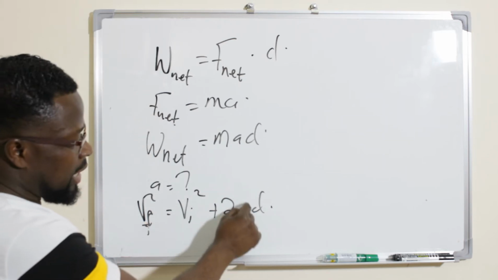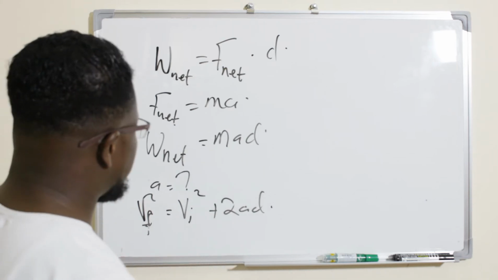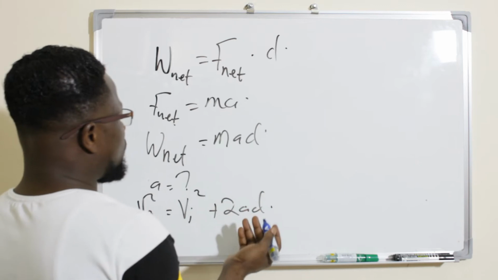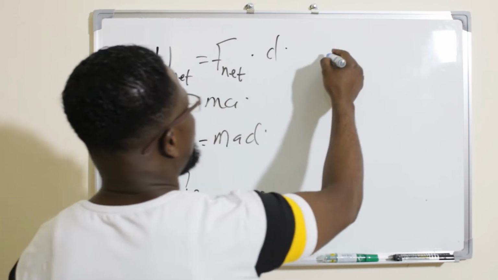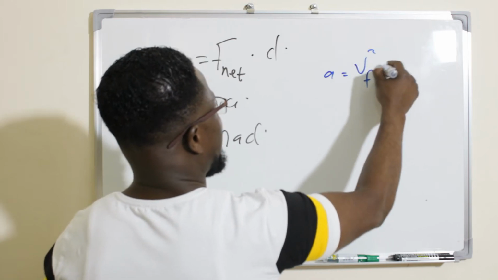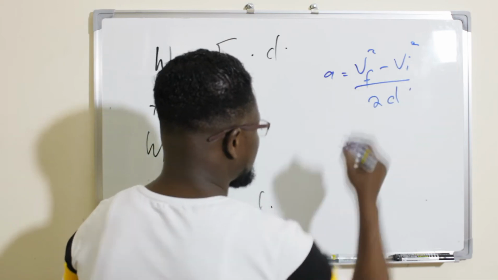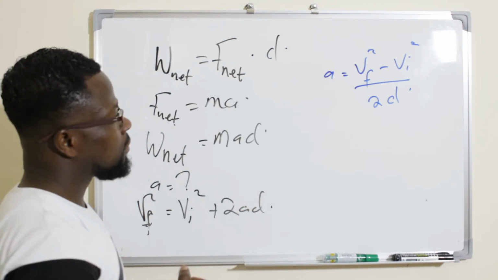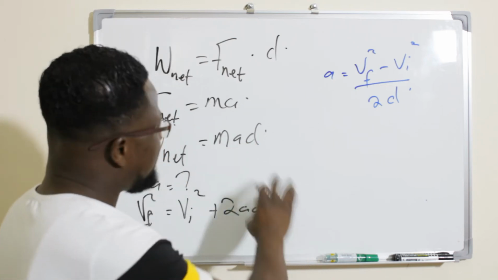Right. Let's see. I'm going to make a the subject of the relation. I'm transposing this to this side, so after transposing, I'll divide by 2d. So a is now equal to Vf squared minus Vi squared divided by 2d. And that is from the equations of motion. Now I have mad here, but I am not mad. I want to change the mad and make it look something different.